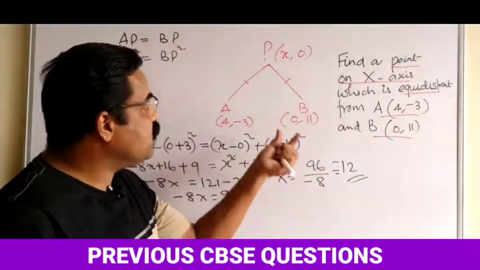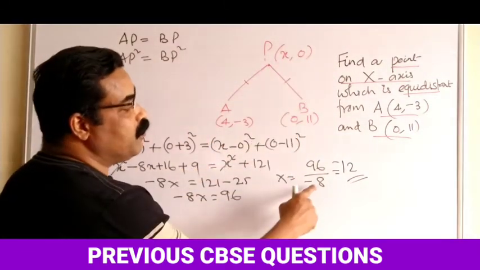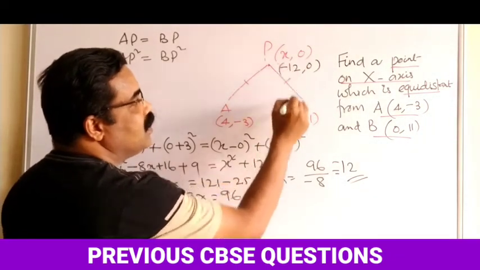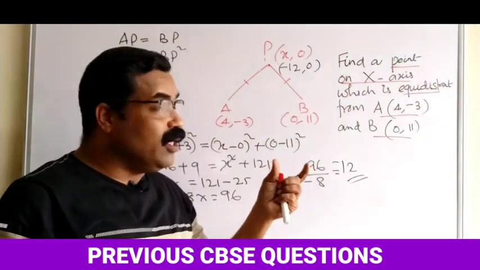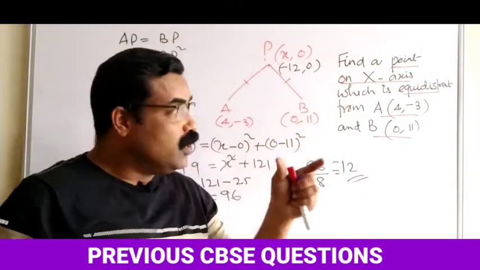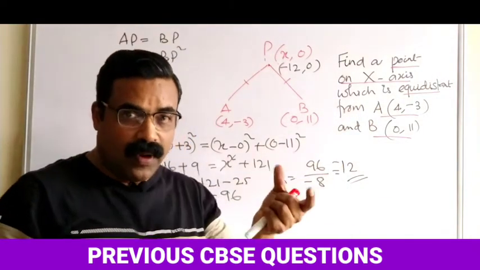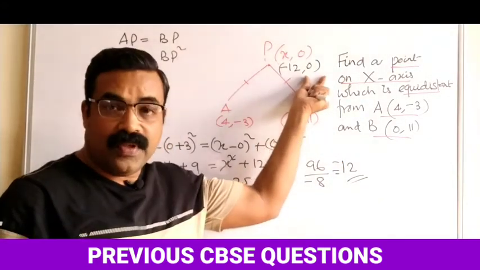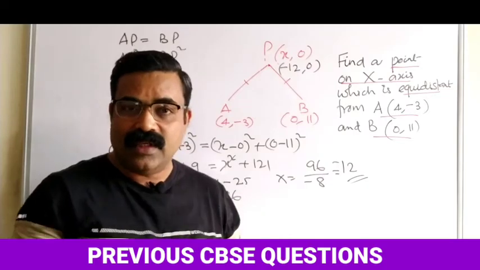Put the value of x here, you get the point. So what is the point? (x, 0), with x equal to -12. So (-12, 0) is the required point. In your question, we need to find the point on x-axis which is at equal distance from these 2 given points. So the point which is required here is (-12, 0). (-12, 0) is a point that lies on x-axis. So kindly note it.